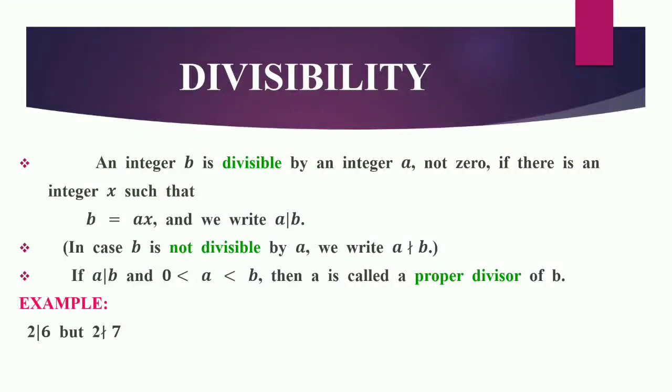Divisibility. We consider a non-zero integer a and an integer b. Then we say that a divides b, or b is divisible by a, or b is a multiple of a, if there exists an integer x such that b is equal to ax, and we write a | b. For example, 2 divides 6, since 6 is equal to 2 into 3. If a divides b, where a is positive and less than b, then a is called a proper divisor of b. Here 2 is a proper divisor of 6, since 2 lies between 0 and 6.